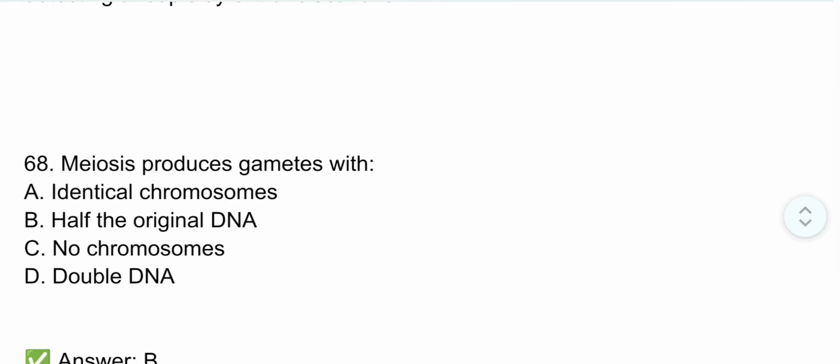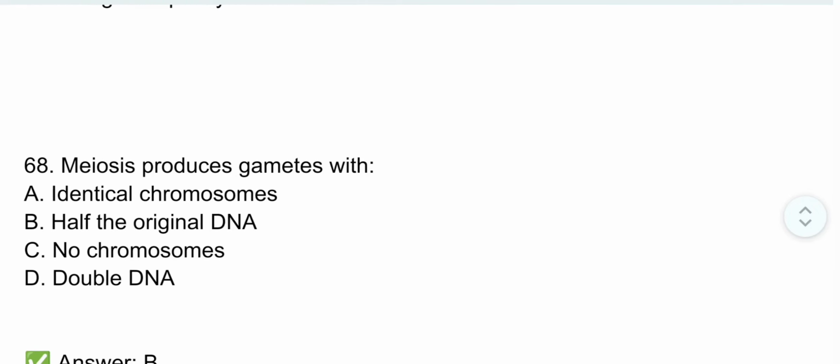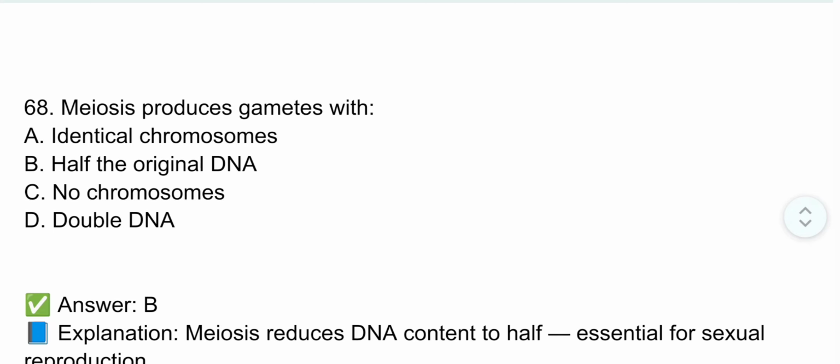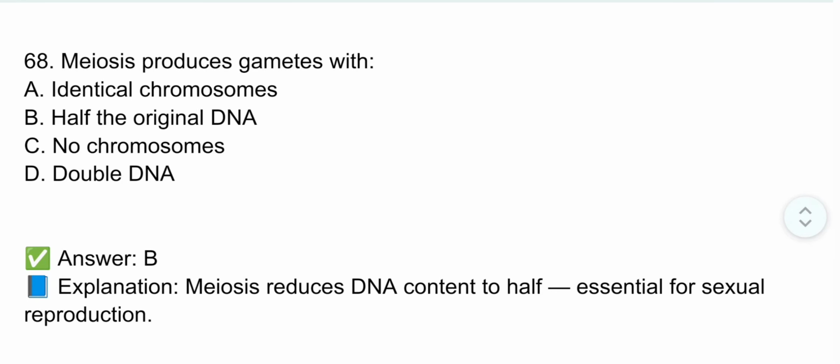Question number 68. Meiosis produces gametes with? The correct option is option B, half of the original DNA. Meiosis reduces DNA content to half, essential for sexual reproduction.